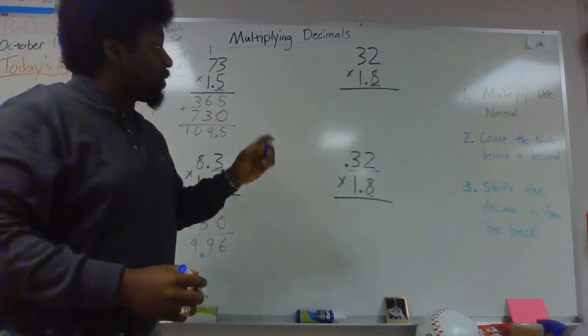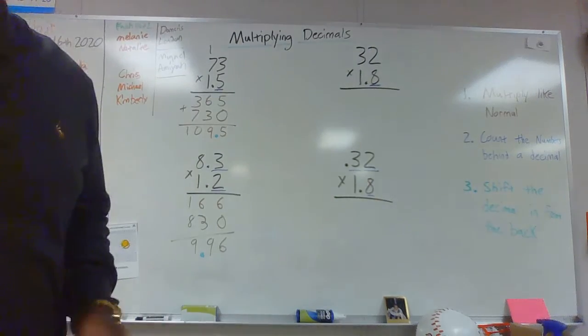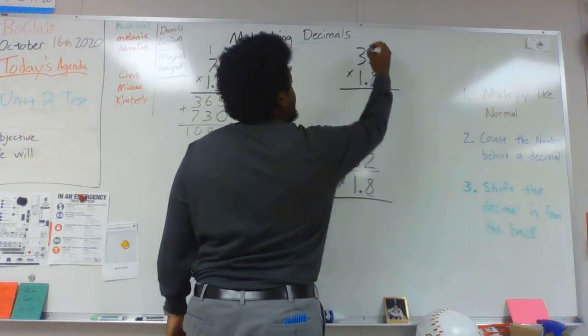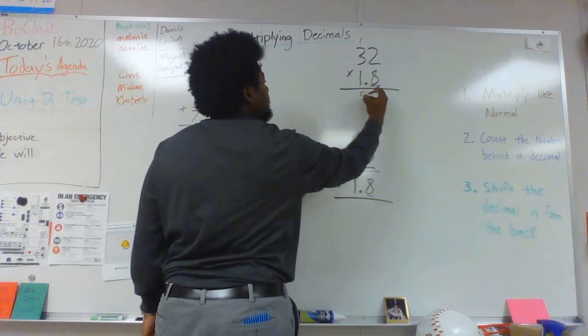So y'all, we're going to work these two problems. You're going to see how similar they look, but we're also going to talk about the one thing that's really different, the one thing that's really important. 8 times 2 is 16. 8 times 3 is 24, plus 1 is 25.